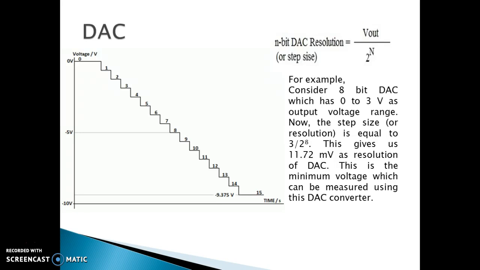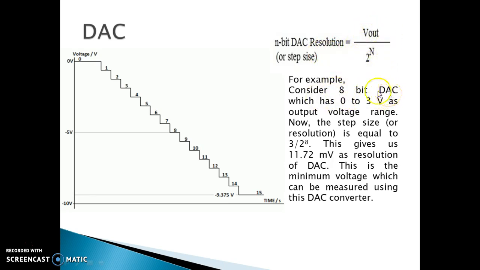We have already seen DAC in our second year curriculum. We know that the output of a digital to analog converter is always in terms of steps. You can consider the y-axis as analog voltage and the x-axis as the binary or decimal value. You can see this output which is in steps. This step is called the step size, also called the resolution. Resolution or step size can be calculated by using this formula.